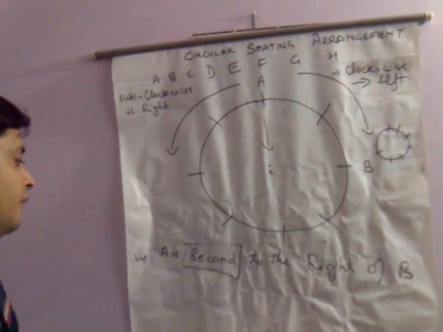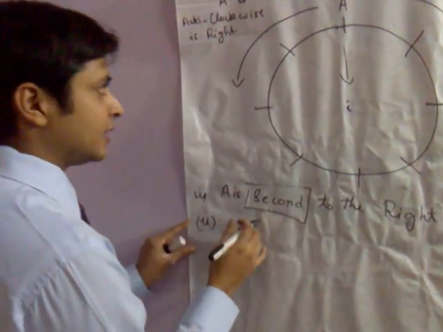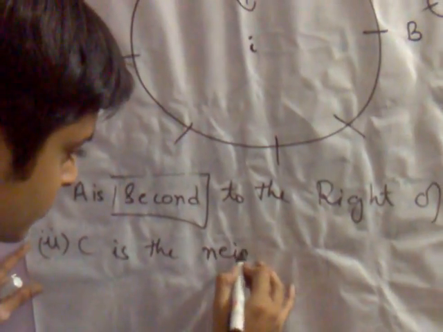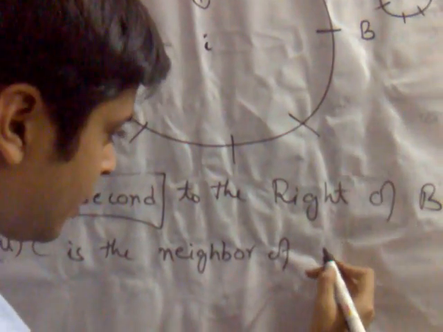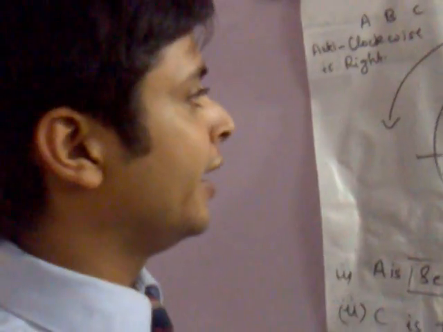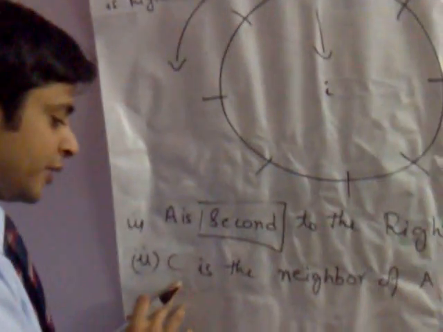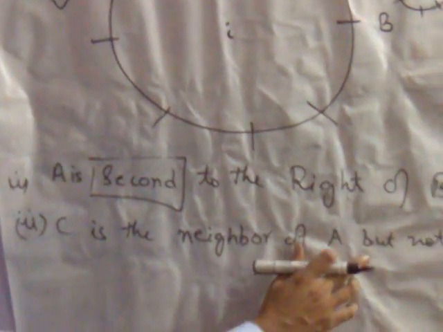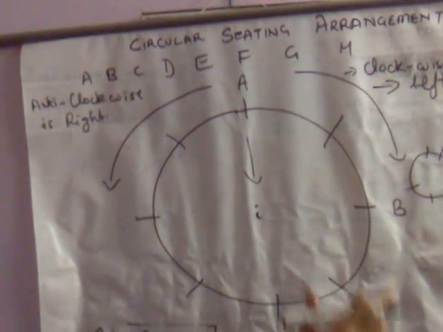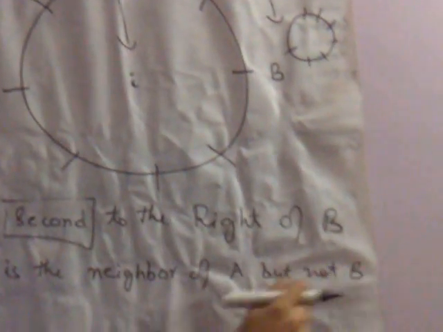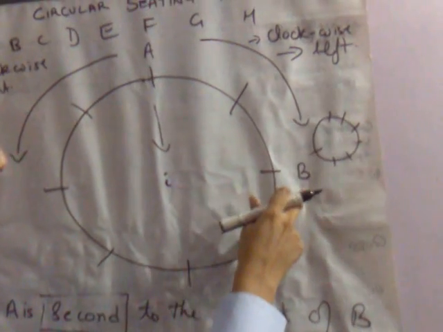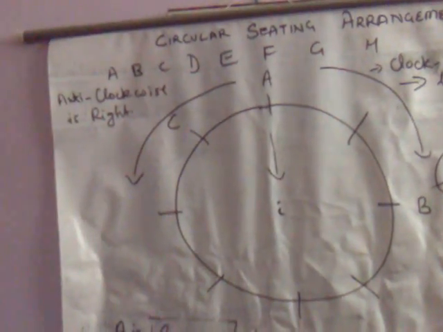Fine. Now we'll see the second piece of information, and this information is that C is the neighbor of A but not B. It says C is the neighbor of A but not B. That means C would be somewhere over here or over here. But it is rightly stated that it is not a neighbor of B. That means C cannot be here and C cannot be here because these are the neighboring positions of B. So C can only be over here.